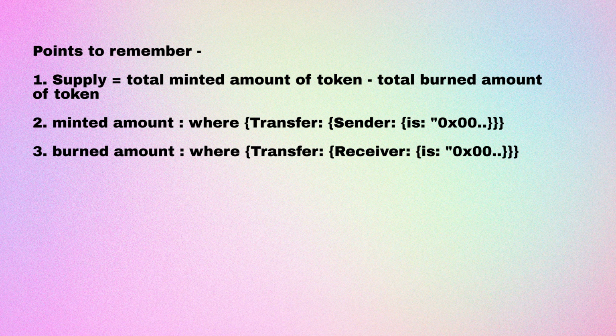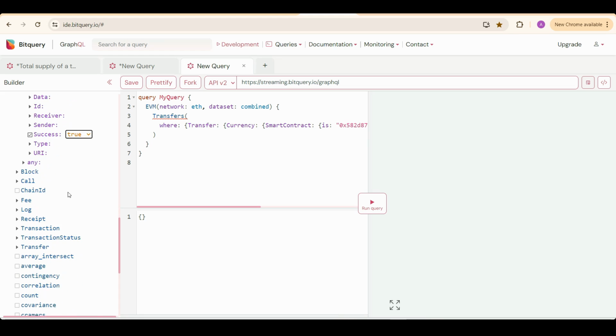Supply is basically minted amount minus burned amount of that token. So if a token gets minted, it means that there has been a transfer done of that token from zero address to any other address. And vice versa is true for the burned amount. So now we have selected our filters.